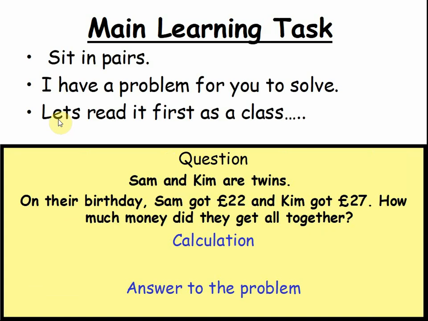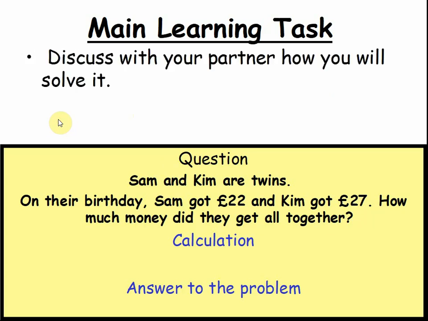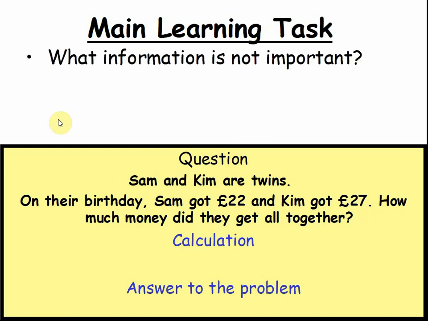Question. Sam and Kim are twins. On their birthday, Sam got £22 and Kim got £27. How much money did they get all together? Pause the video and see if you can work it out. Discuss with your partner. How will you solve it? What information is not important? Pause the video and cross out the bits which are not important.